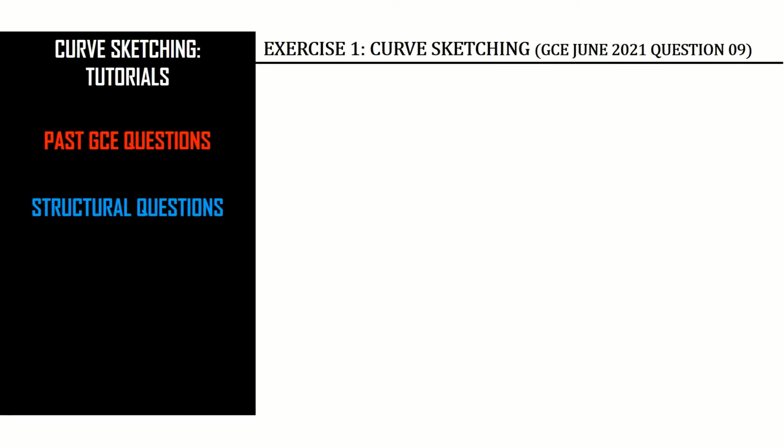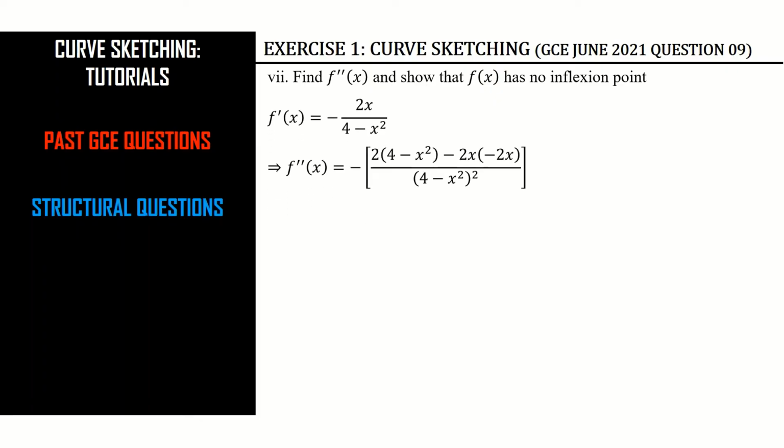Alright, so let us begin with Roman 7, which is asking us to first of all obtain the second derivative of the function with respect to x, and then show that the function has no inflection point. So the first derivative we got earlier was given by this. So the second derivative is just gotten by differentiating this first derivative with respect to x.